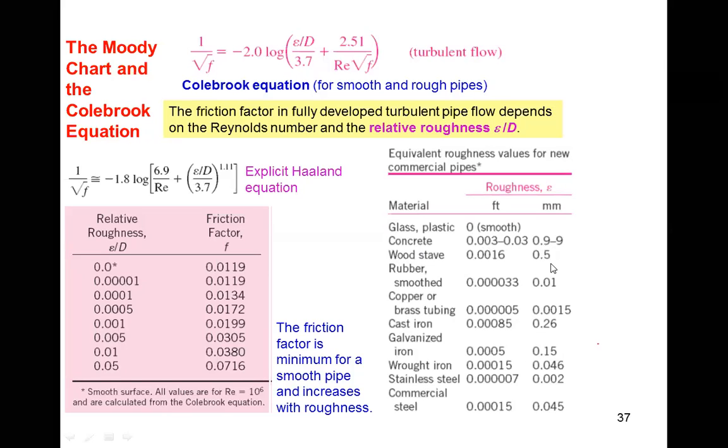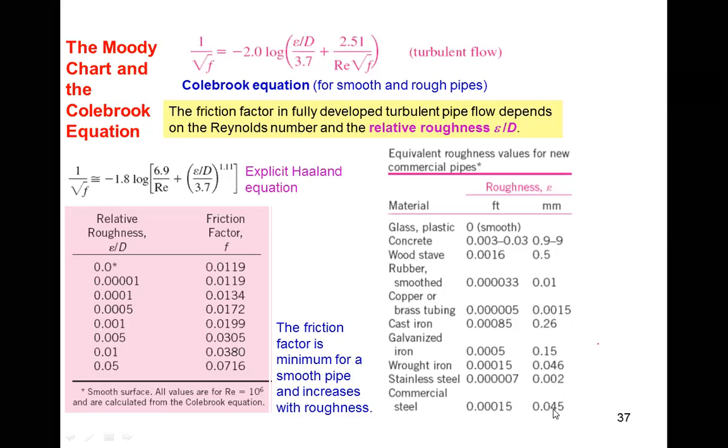Wood, you have 0.5. Rubber, again, you have 0.01. Copper or brass tubing, you have 0.0015. Cast iron, you have 0.26. Galvanized iron, you have 0.15. Wrought iron, you have 0.046. Stainless steel, you have 0.002. Commercial steel, you have 0.045. These are the roughness values which would always be provided to you.